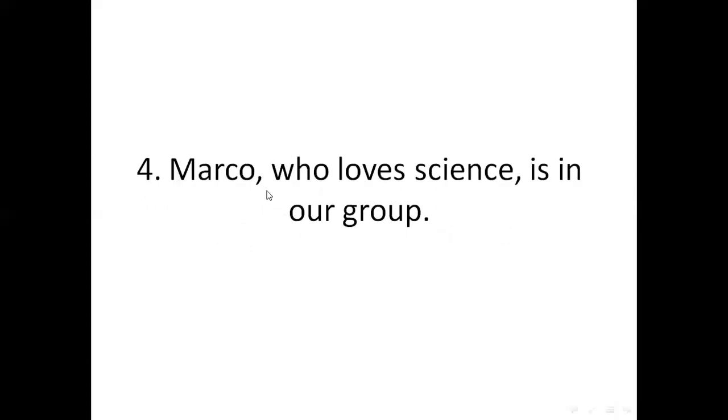Next one, Marco, who loves science, is in our group. You know that the sentence is about Marco, who is in our group. Marco is in our group. This is the sentence. And this one is additional information about Marco. We write these words to tell you more about Marco. So this is not part of the sentence. It's called a non-essential clause. This is a clause that tells you about Marco. So we add a comma here to tell you that this is not part of the sentence. It's just additional information, here just to tell you more about Marco. Who is Marco?